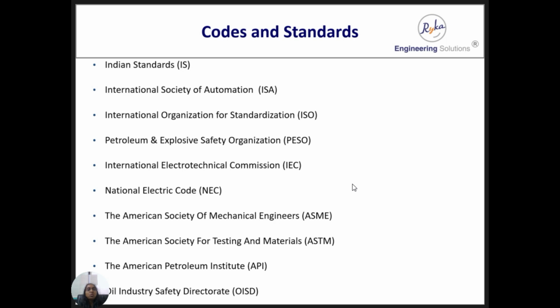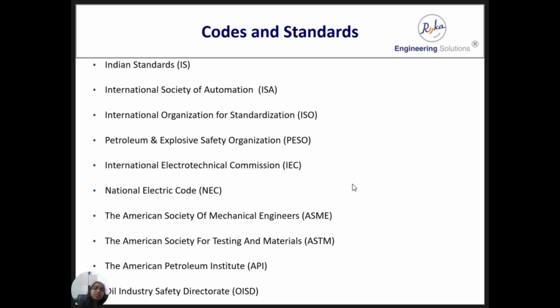So let us move to codes and standards. Indian Standards, IS. International Society of Automation, International Organization for Standardization, Petroleum and Explosives Safety Organisation, PESO, International Electrotechnical Commission, National Electrical Code, American Society of Mechanical Engineers, ASME, American Society for Testing and Materials, ASTM, American Petroleum Institute, API, and Oil Industry Safety Directorate. So these are typical basic standards. There are many more. You can check on our website as well.